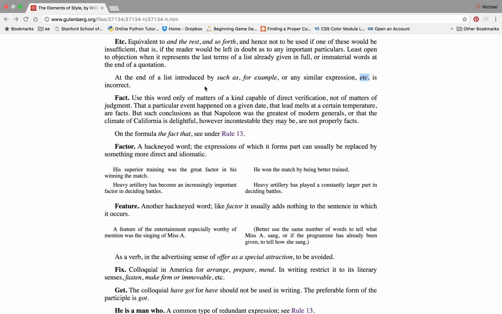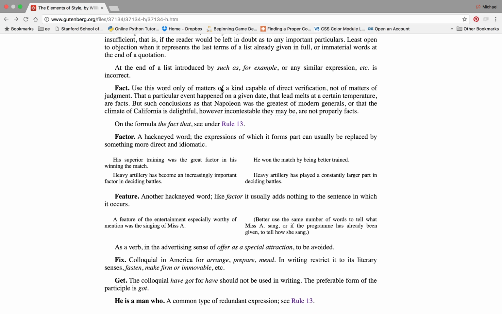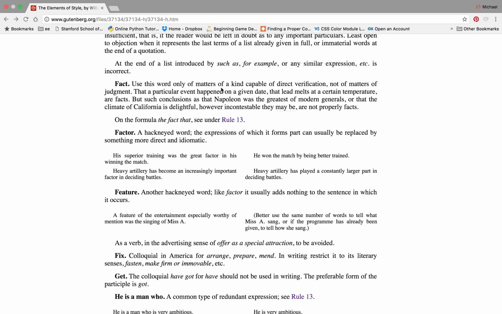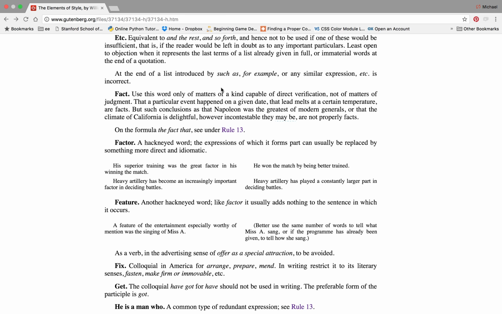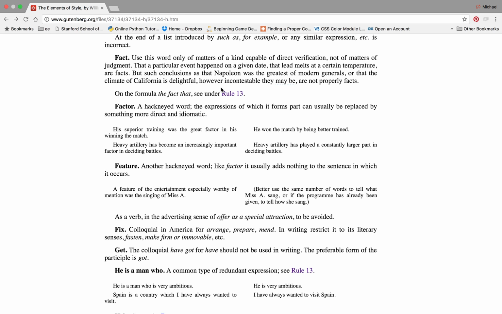So etc. is actually incorrect at the end of a list introduced by such as, for example, or any similar expression. It's equivalent to and the rest and so forth, and hence not to be used if one of these would be insufficient. That is, if the reader will be left in doubt as to any important particulars. We'll definitely go over this a lot more thoroughly in a separate video. Etc., really important. Also, fact.